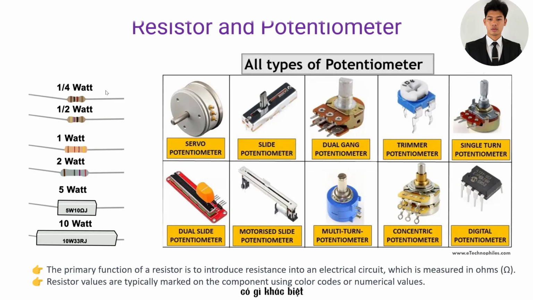What is this required for? Different applications have different requirements. But if you need something variable in nature, then the option we have is the potentiometer. So a potentiometer is basically a variable resistor. For instance, there are several types of potentiometer available in the market, like this one, which is called a servo potentiometer. We have slide potentiometer, dual gang potentiometer, trimmer, then single turn potentiometer, dual slide potentiometer, and so on.